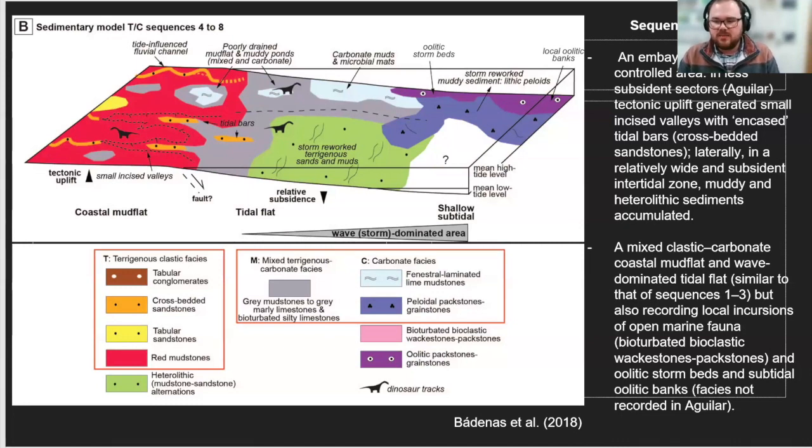And secondly, we find a mixed clastic-carbonate coastal mudflat and wave-dominated tidal flat, which is similar to that which we see in sequences 1 to 3. But here we also find records of local open marine fauna and some oolitic storm beds and subtidal oolitic beds. So that's the main difference as we're moving up the sequence.